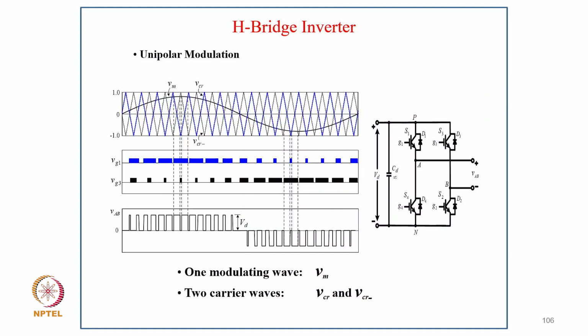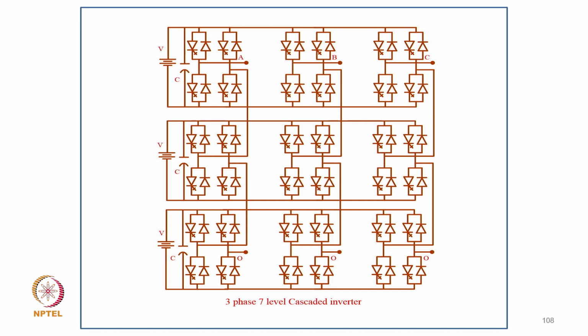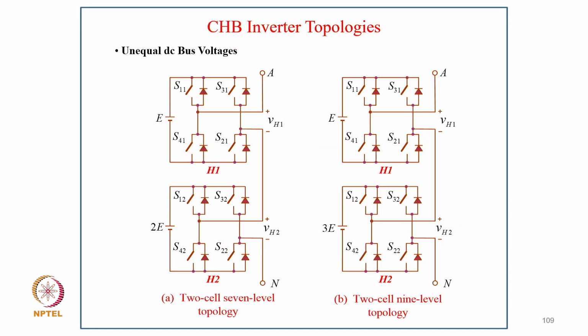And you can see how the unipolar modulation works, with the modulating wave and two carrier waves, VCR and VCR minus, in this. You can see clearly how the unipolar output voltage is available, either plus VD or minus VD. The three-phase 3-level cascaded inverter, and the three-phase 7-level cascaded inverter. This is your two unequal DC voltages with E2E 2-level cell or E3A.